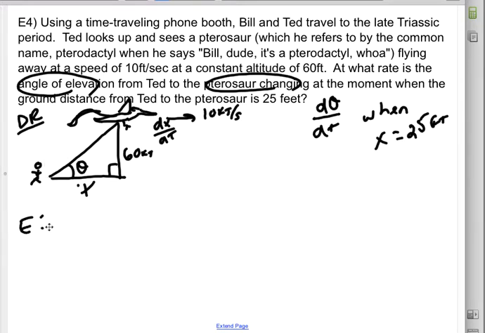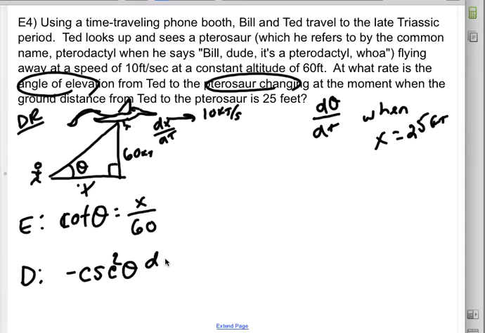So the equation that relates theta, x and 60 is probably going to be either tangent, 60 over x, or honestly, cotangent might be slightly easier because then your x is on top. So I'm going to suggest you use cotangent of theta equals x over 60, because it's a lot easier if the x is on top. You don't have to use the quotient rule or a chain rule. It's up to you, though. When I differentiate, the derivative of cotangent is negative cosecant squared theta d theta/dt, and on this side, I'm going to get a 1/60th dx/dt.